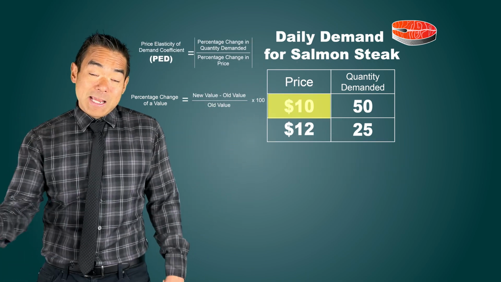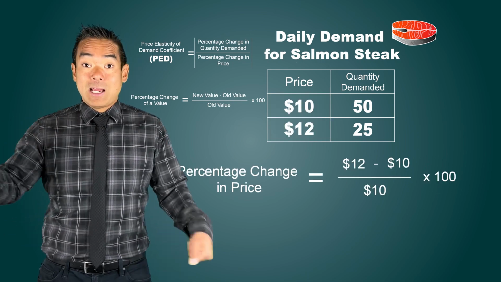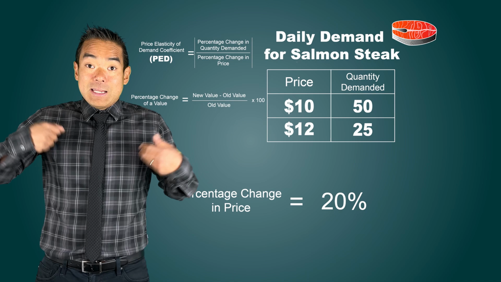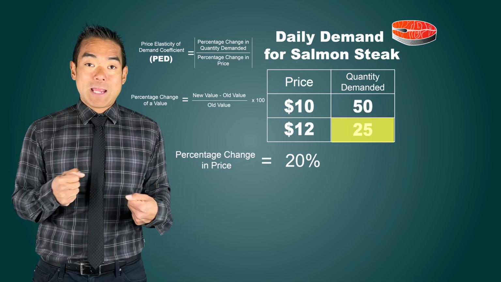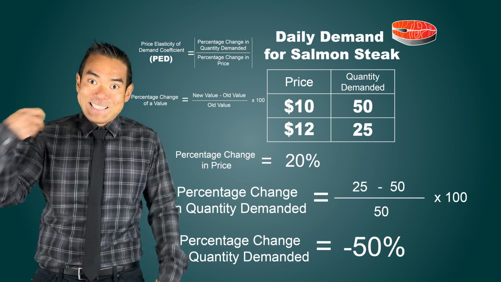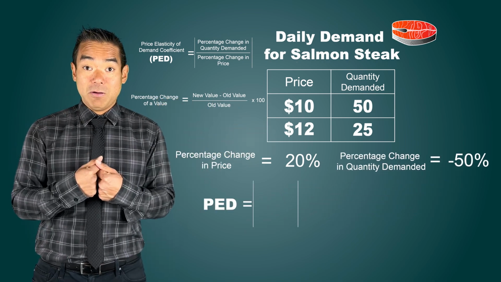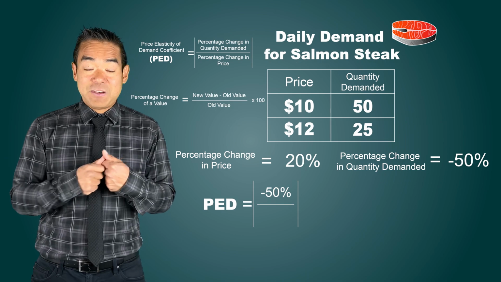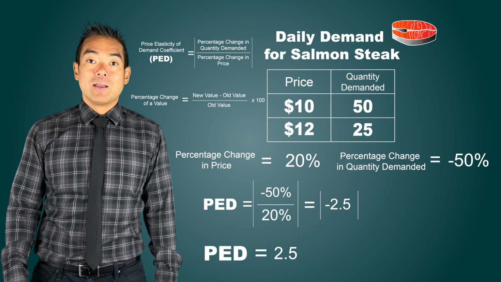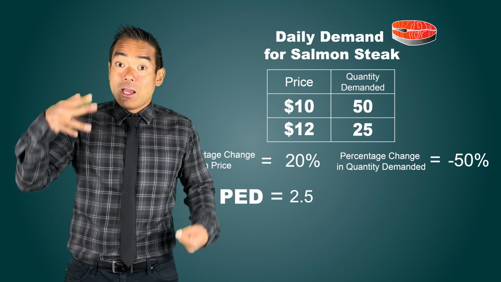Price increased from $10 to $12. That would be calculated as $12 minus $10 divided by 10 times 100, or an increase in price of 20%. And quantity demanded decreased from 50 to 25, so we would calculate this as 25 minus 50 divided by 50 times 100, or a 50% decrease in quantity demanded. We can then plug those numbers into our price elasticity of demand coefficient, the absolute value of negative 50% divided by 20%, which gives us 2.5. Price elasticity of demand coefficient for salmon is 2.5. 2.5 is greater than 1.